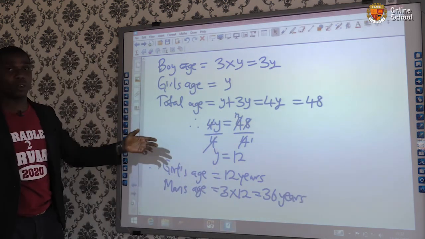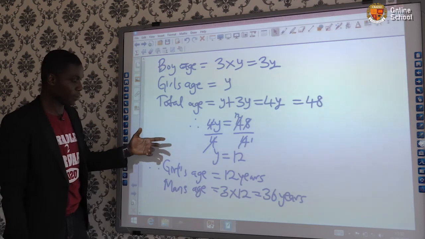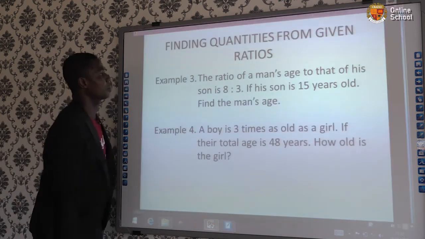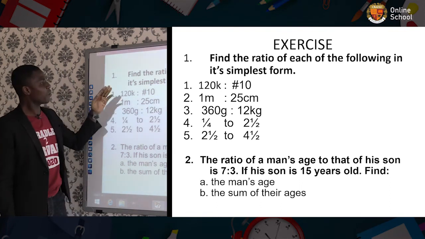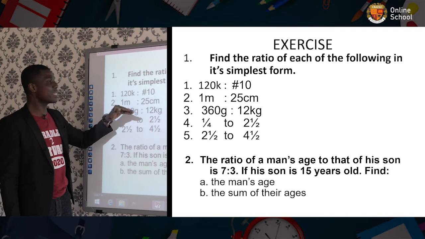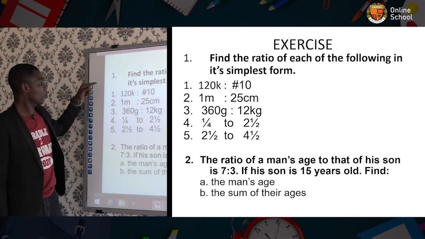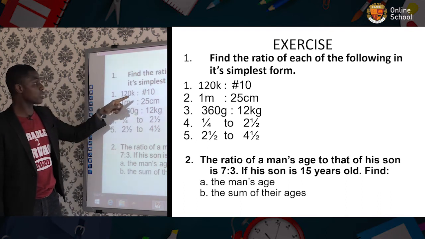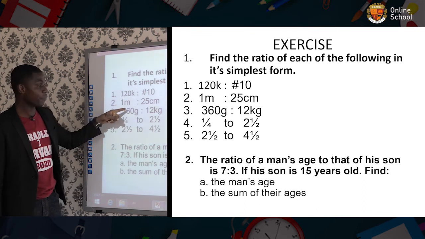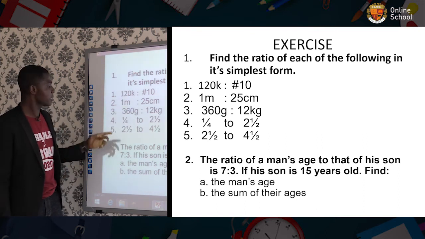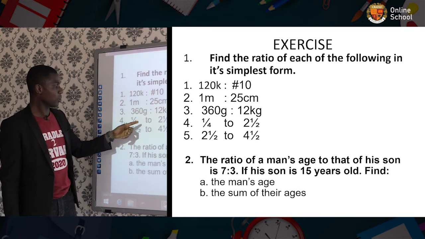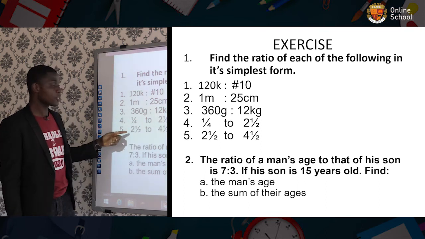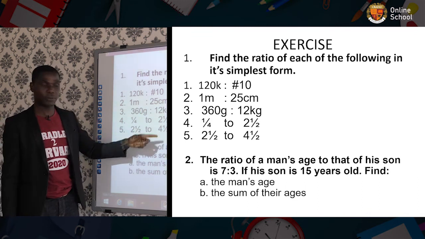I want you to practice all what we've done very, very well, okay? This is an exercise for you. Find the ratio of each of the following in its simplest form. 1. 120 kobo ratio 10 naira. 1 meter ratio 25 centimeter. 360 grams ratio 12 kg. 1/4 to 2.5. 2.5 to 4.5.